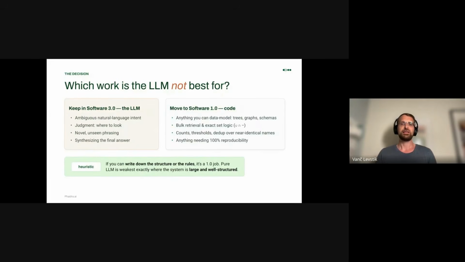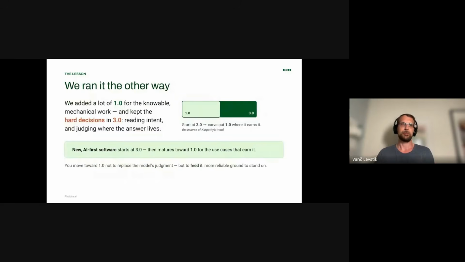And pure LLM is weakest exactly when the system is large and well-structured, which is precisely where we operate and our customers. So in a sense, we ran Karpathy's trend backwards. We started almost pure 3.0. We threw everything in a context window because that is the fastest way to find out what's even worth building. And as we said, it worked pretty well on a simple demo at the start. Then, as it met real scale, we moved the parts that can be treated as known engineering problems into 1.0. And we still kept the hard judgment in the LLM.